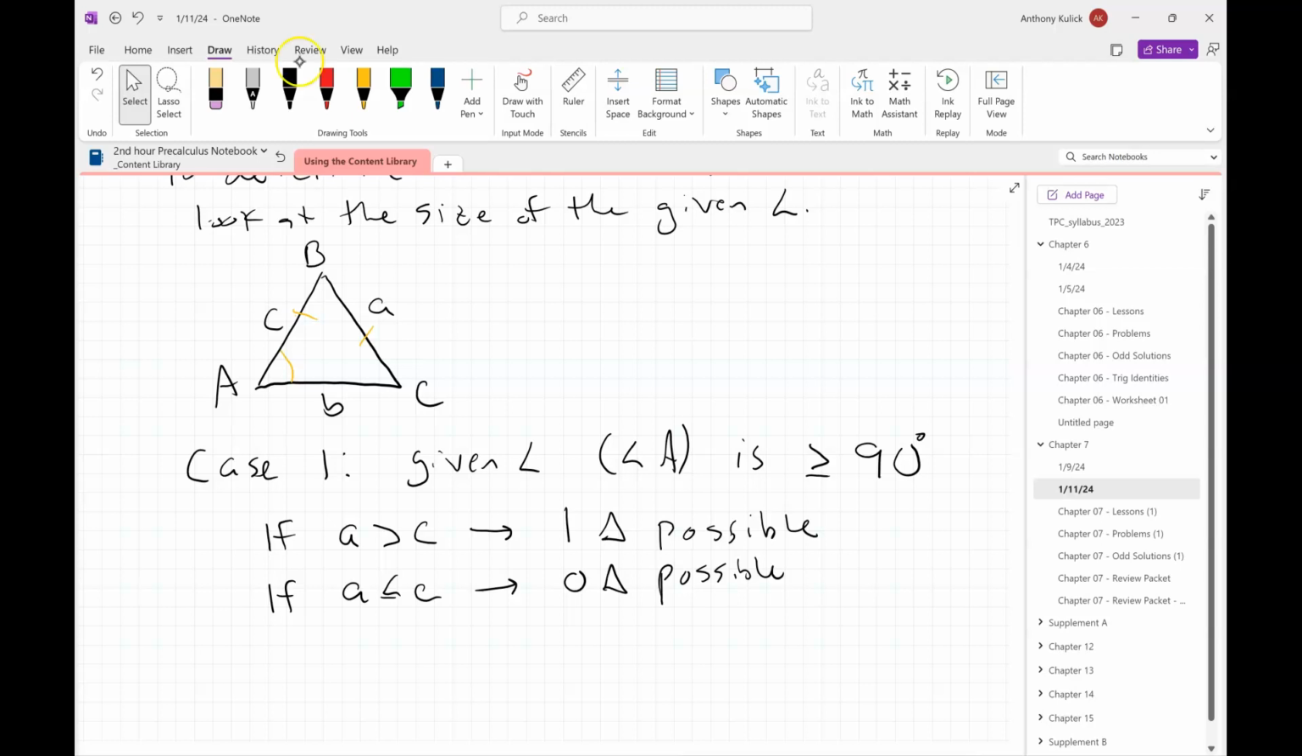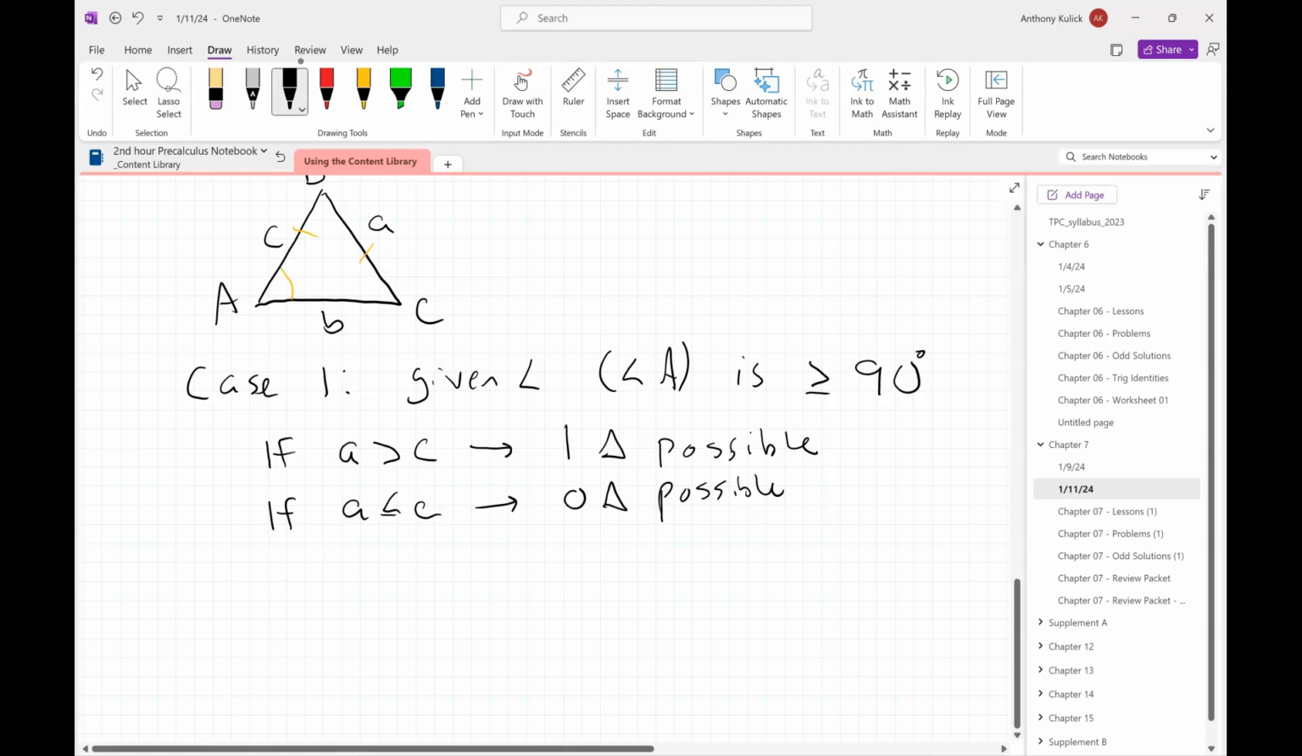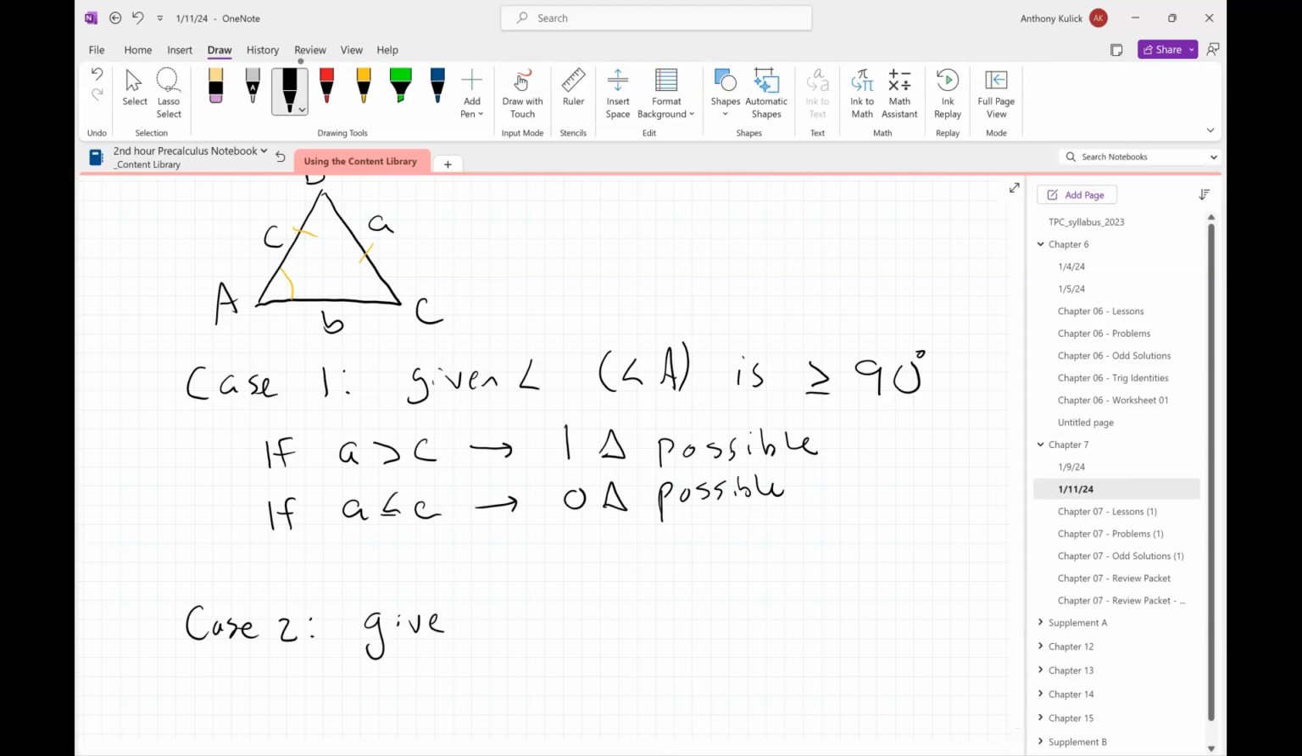All right. Our second case we'll call case 2. The given angle, again we're going to use angle A, is less than 90 degrees. It's acute.